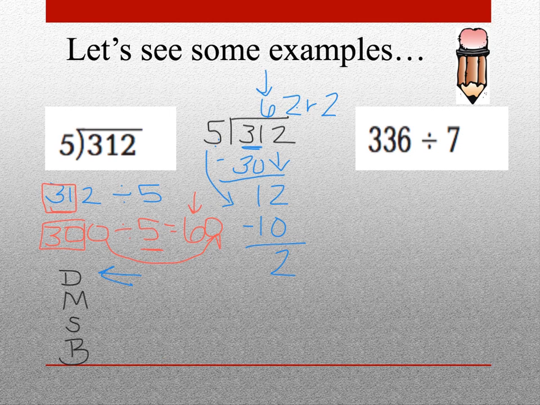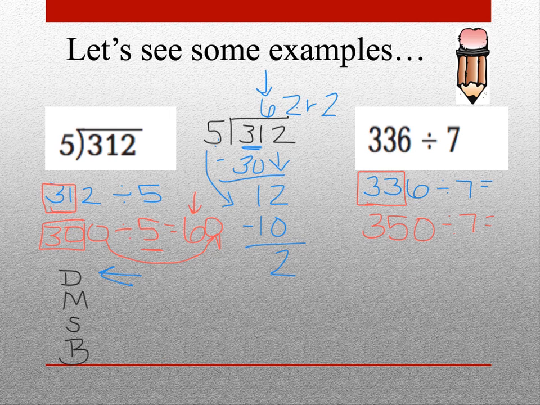Let's check out another one. If I have 336 divided by 7, I want to estimate first just to get a good idea of where that quotient's going to begin. Remember, I'm using compatible numbers that are easy to divide. 7 times nothing will give me 3, but there is a multiple of 7 that will get me close to 33. That's 35. The 6 is going to turn into a 0.